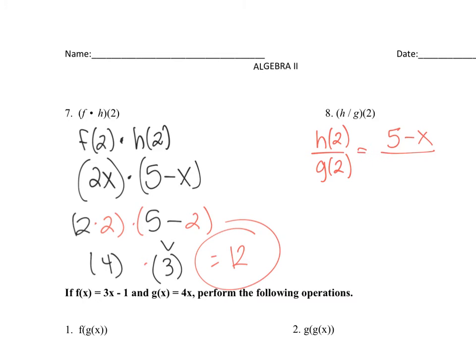5 minus x. What's g? I don't know what it is. Somebody's got to read it to me on the page. h of your equation on the other page is 5 minus x. g is x plus 4. Quinn, what am I plugging in? Yeah, every time I see an x, I'm plugging in 2.